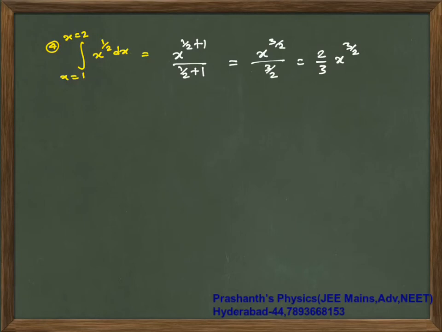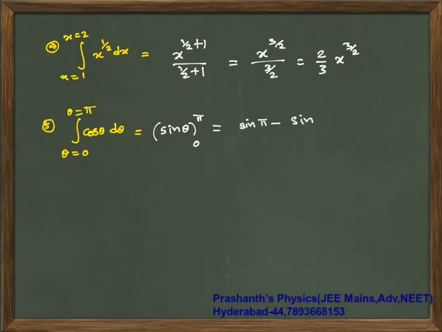Next, now these are your basic examples. One more example, integral of cos theta d theta from theta equal to 0 to theta equal to pi. Now if you do this, integral of cos theta is sin theta, because derivative of sin theta is cos theta, from 0 to pi, that will give you sin pi minus sin 0. Now sin 180 is 0 minus sin 0 is 0.